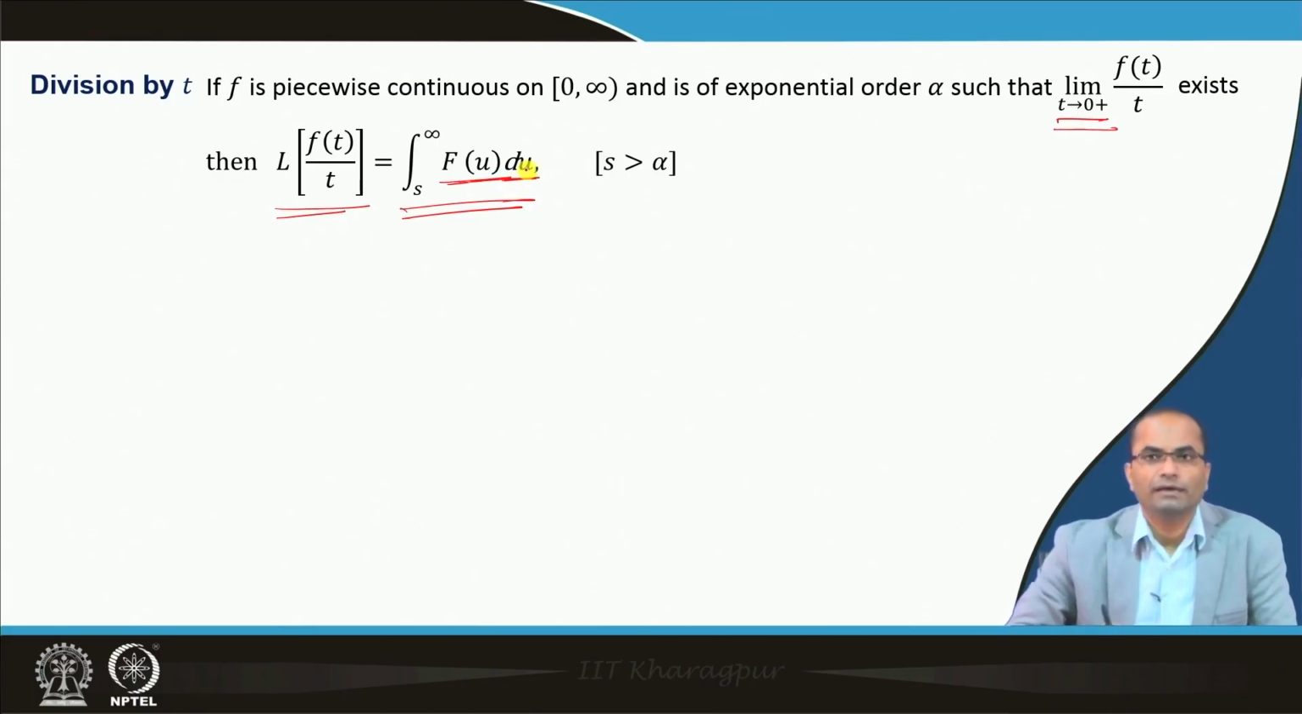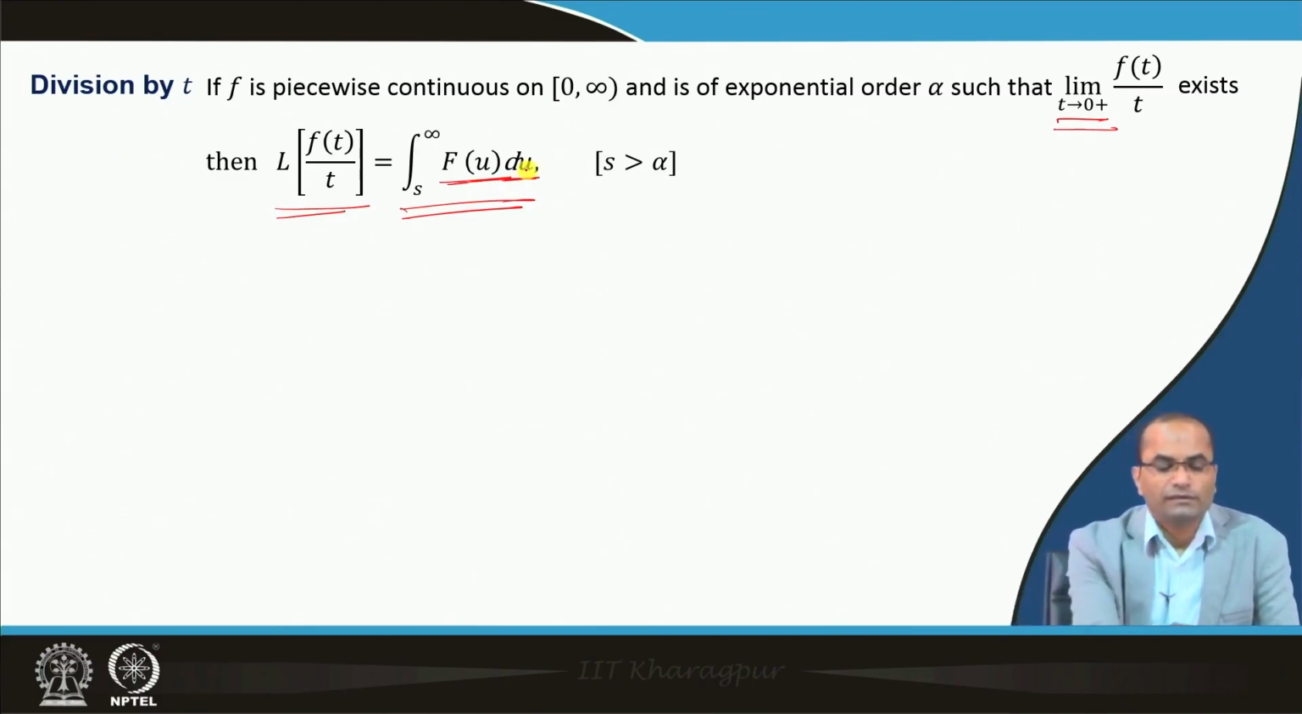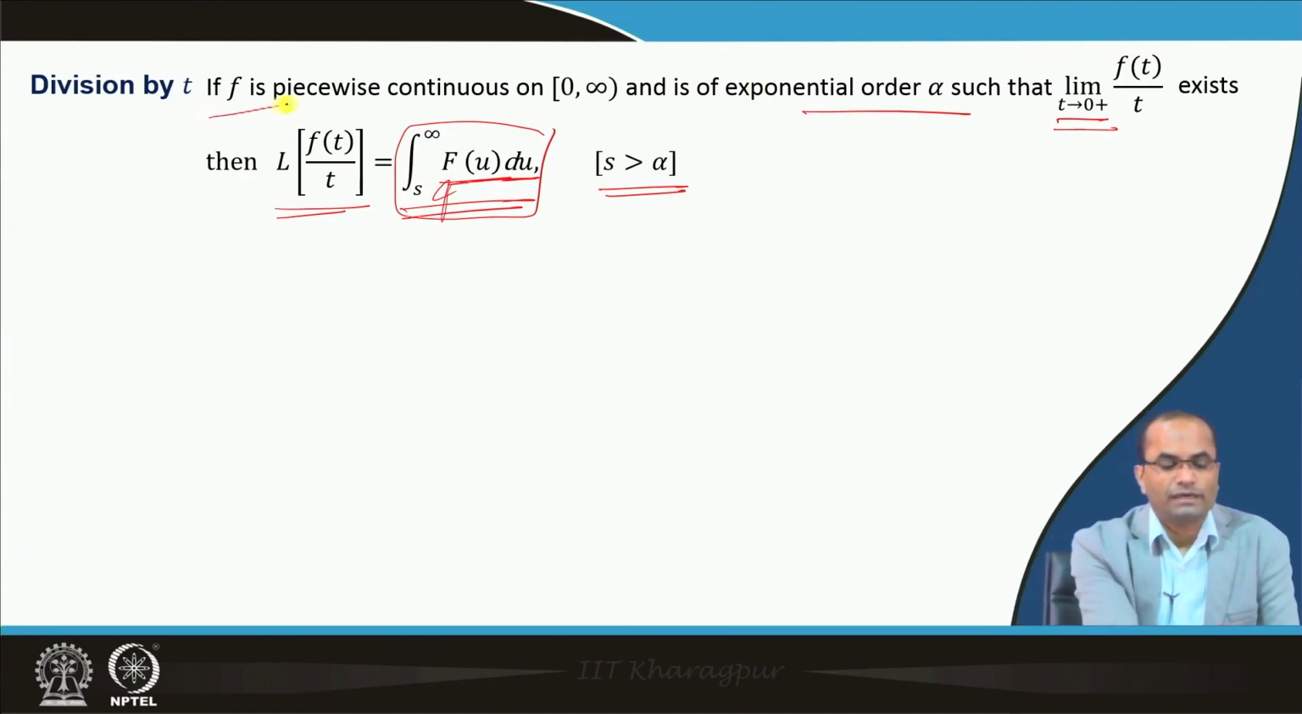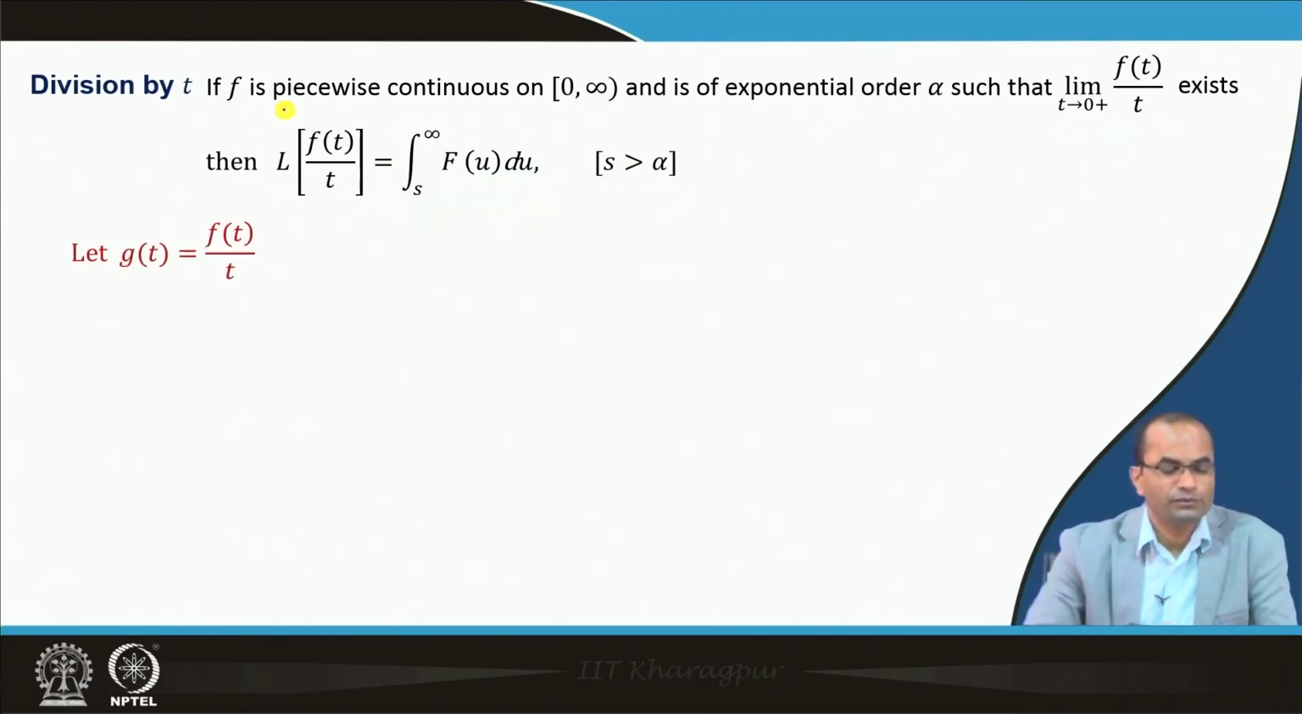That means, when we divide by t, we have to basically integrate this Laplace transform of f, and this result is valid for all s greater than alpha. Alpha was the exponential order of f there. Just looking at the proof, we take here g t as f t over t, whose Laplace transform we are going to compute now.